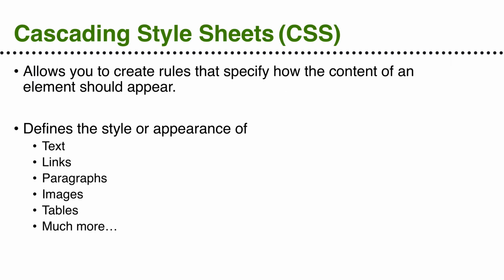Let's talk now about our cascading style sheets. Cascading style sheets, or we normally just call these our CSS sheets, allow you to create rules that specify how the content of an element should appear. What I mean by that, we have our text, our links, our paragraphs, images, tables, and much more. This is when we can start adding the color, we can change the size, we can make it indented, etc. So our CSS really helps us to do that. We're later going to talk about boxes and how we can manipulate margin and padding, but for right now, let's just start with the basic HTML tags that we have already gone through.